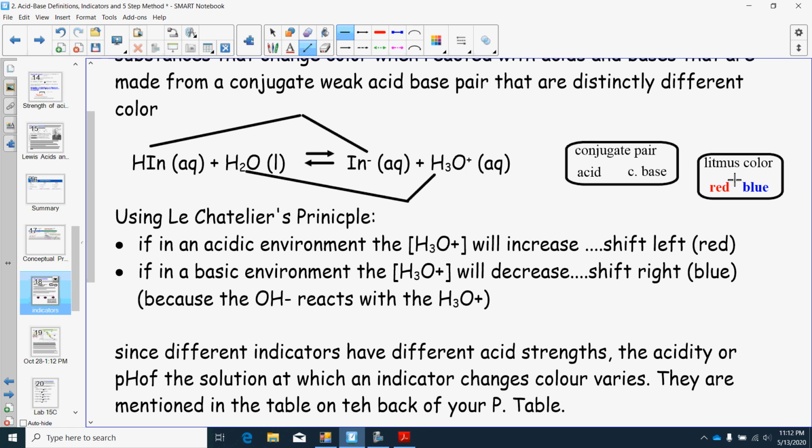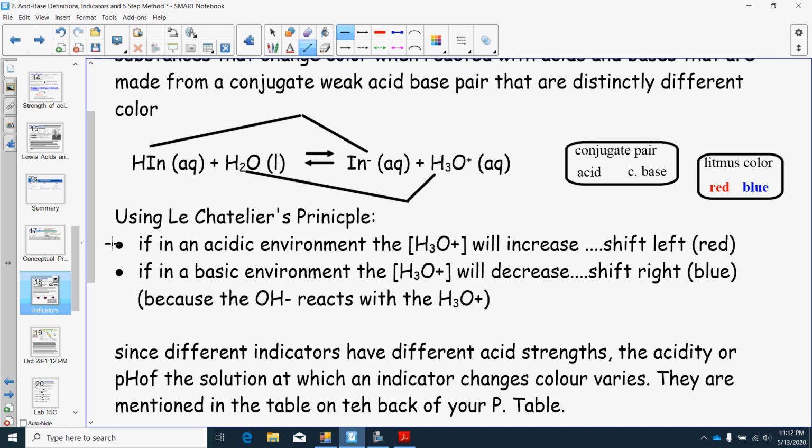Litmus is a great example of an indicator. So you could put HL if you wanted for litmus. When litmus is in its acidic form, it is red, which shouldn't be a surprise. And when it's in its basic form, or conjugate base, it's blue.